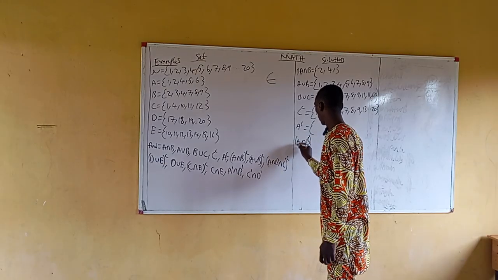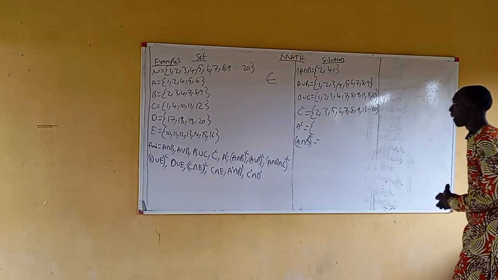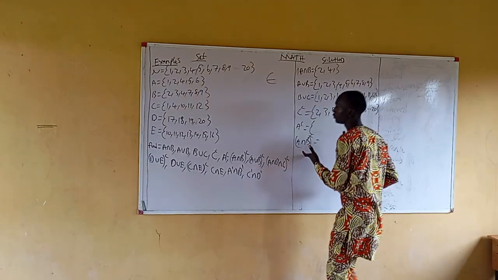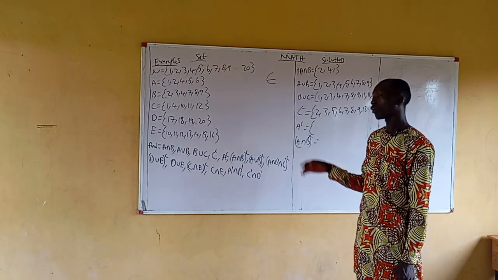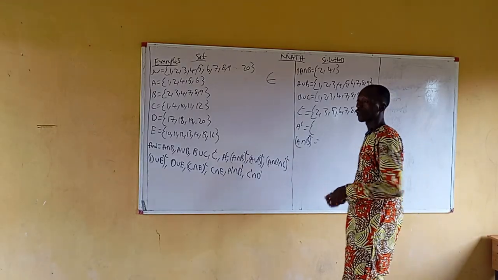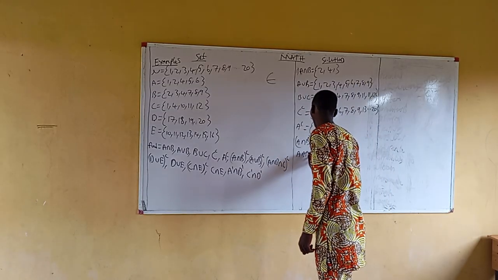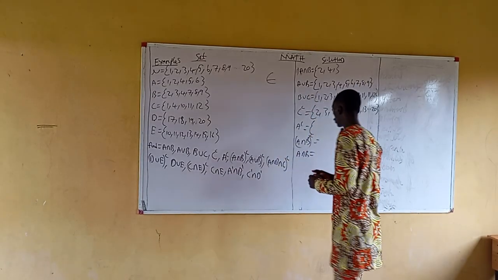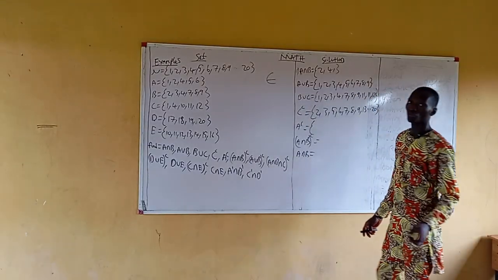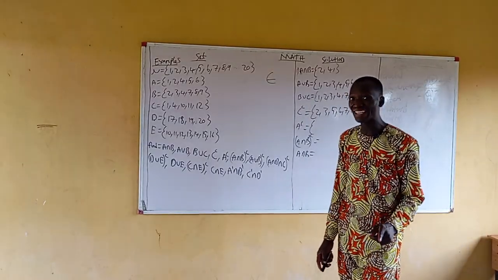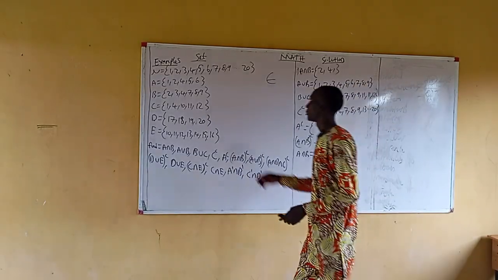A intersection B complement. Before we can get A intersection B complement, first of all we need to look for A intersection B. You see this in the example. What do we mean by A intersection B? A intersection B means the common elements between A and B.